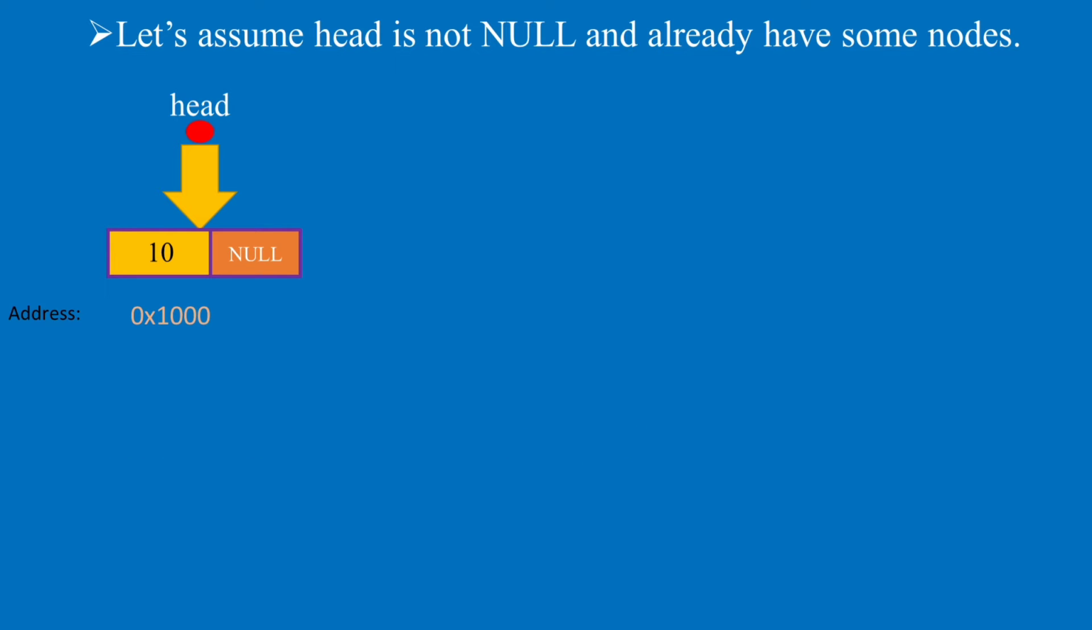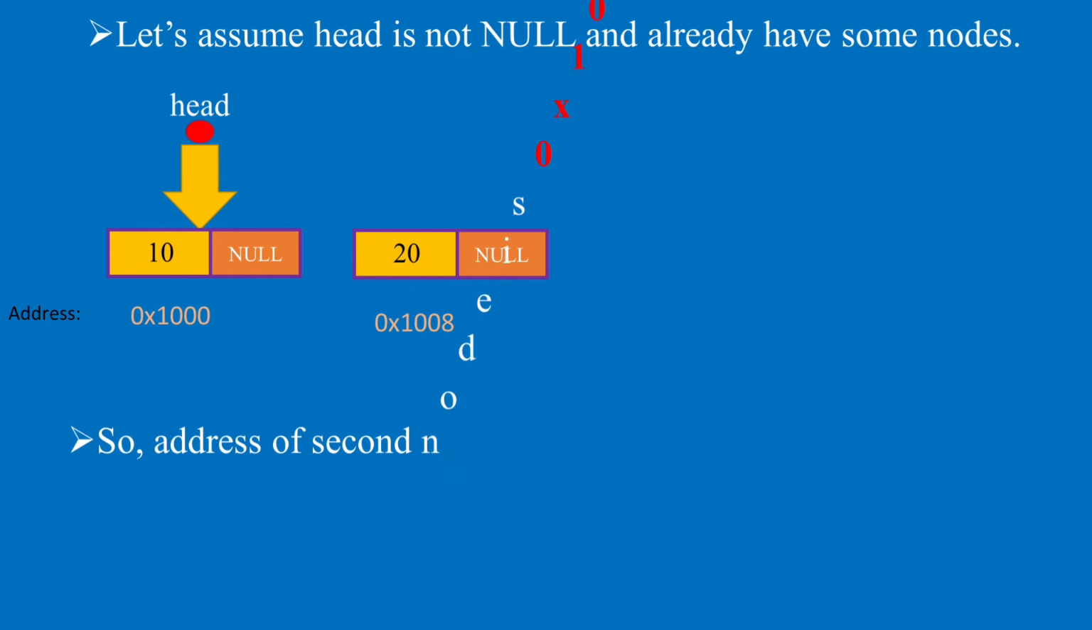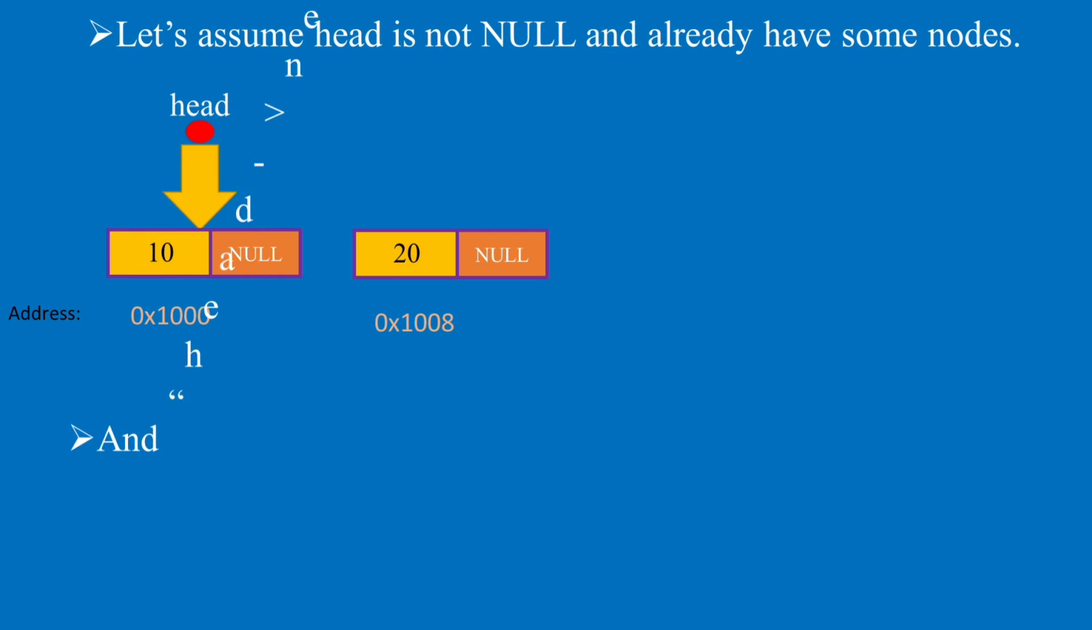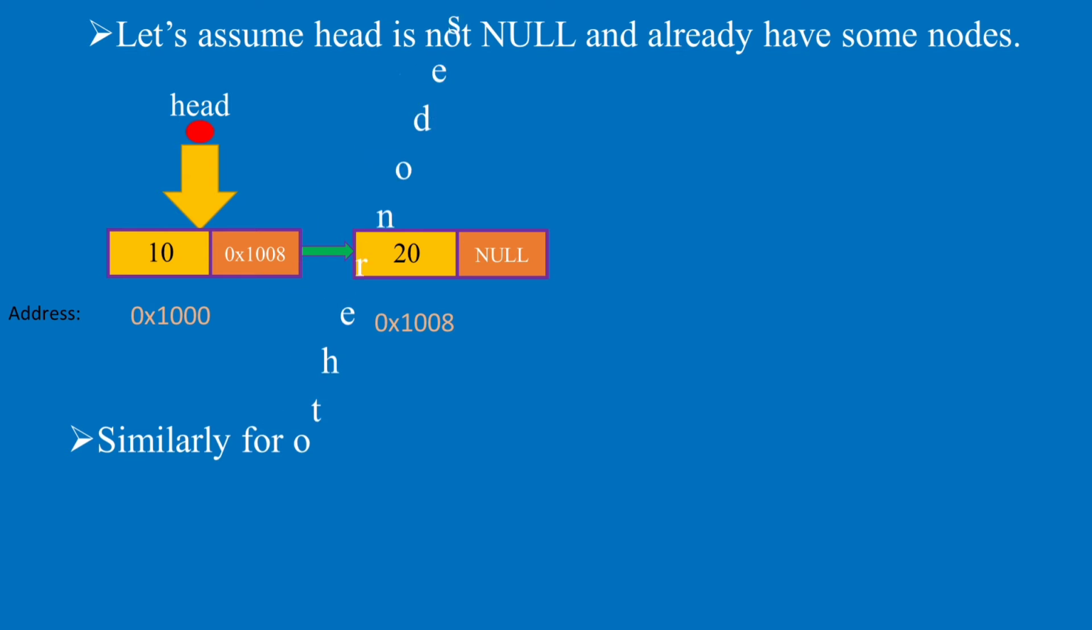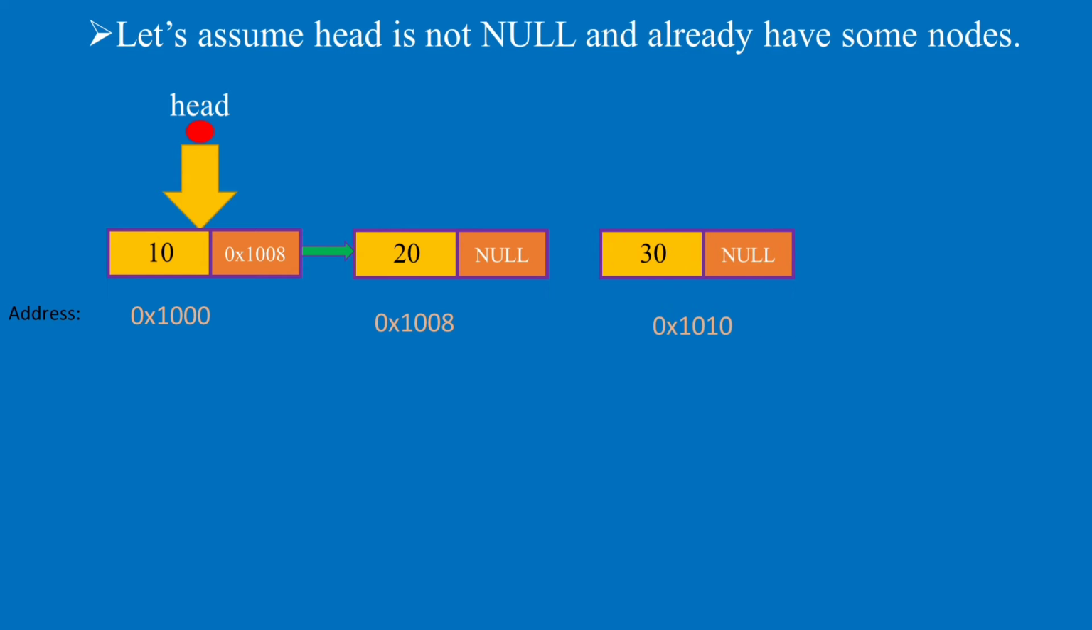Size of each node is 8 bytes, if we consider this structure as an example. So, the address of second node is 0x1008. And head pointer next is 0x1008. As we are allocating memory dynamically, these addresses may not be in sequence. We may get random addresses here, just for example mentioned. Similarly, consider addresses for other nodes in the list.